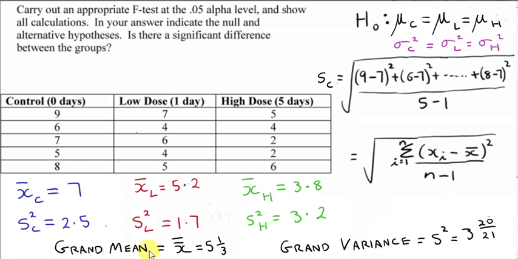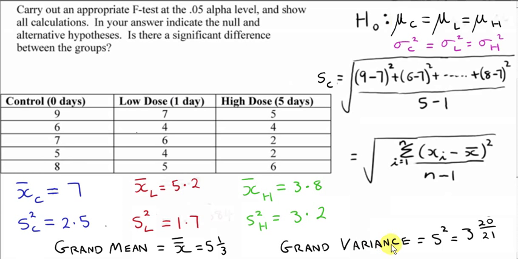Now, 2 other statistics that we need are the grand mean and the grand variance. The grand mean is the mean of all 15 values. So we could take all 15 values, sum them and divide by 15. However, we have the same number of values in each group. So a quick way to get the grand mean is sum the 3 group means and divide by 3. That will give you 5 1/3. We can only do that if we have the same number of values in each group.